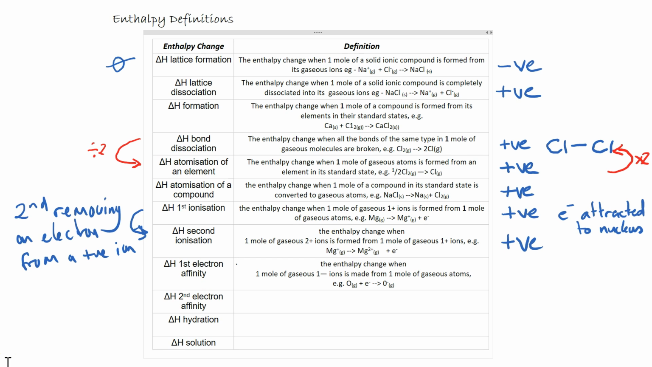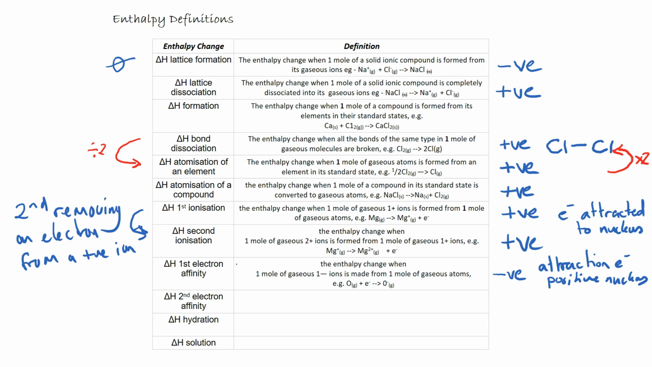So the first electron affinity, this is a new one in this thermodynamics section. This is the enthalpy change when 1 mole of gaseous 1- ions is made from 1 mole of gaseous atoms. Now this enthalpy change is always negative, because there is an attraction between the electron and the positive nucleus, and therefore we release energy when the electron attaches itself to the atom, forming a negative ion.